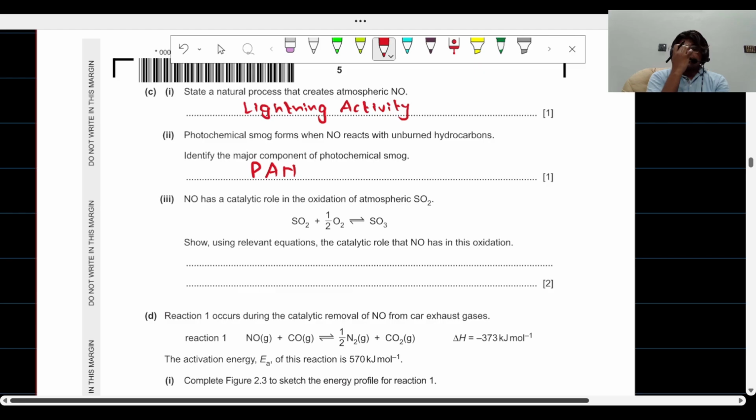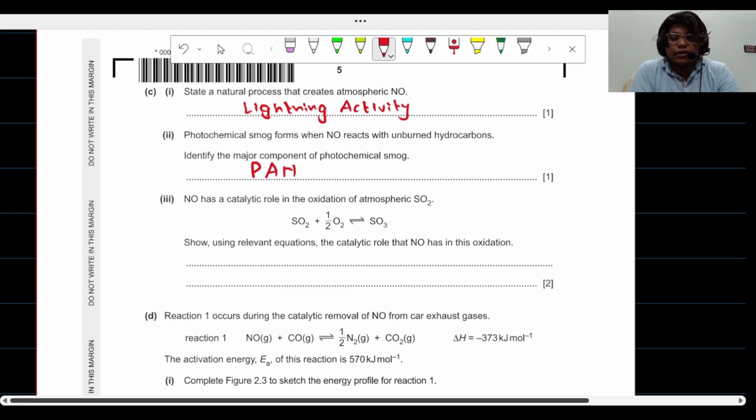It says that nitrogen monoxide has a catalytic role in the oxidation of atmospheric SO2, right? It is catalyzing the oxidation of sulfur dioxide to sulfur trioxide. So we need to show relevant equations which show this catalytic role. Now, the way to show this catalytic role is that the catalyst is used up during the reaction and reformed at the end of it, right? So let's start. We have SO2 which reacts with O2 to give us SO3, right?